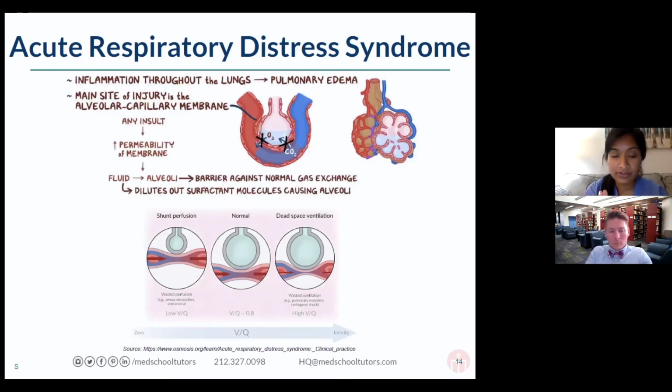So you're seeing any sort of insult, whether that be some sort of trauma, as in the case of our motor vehicle accident patient, or just a patient who has pneumonia and is very full appearing. These patients can have a significant inflammatory response to these infectious or inflammatory processes that are causing them to react. And so this membrane becomes very, very permeable. And then you have fluid that fills up the alveoli.